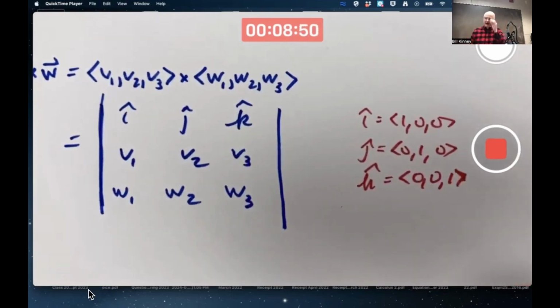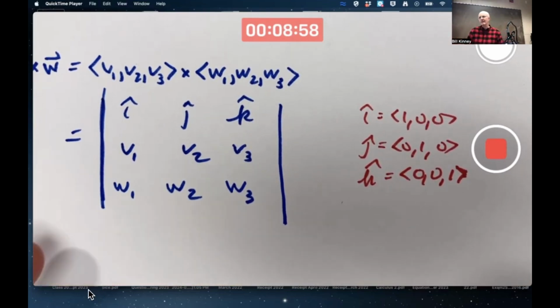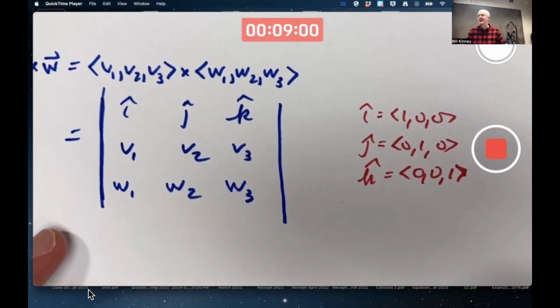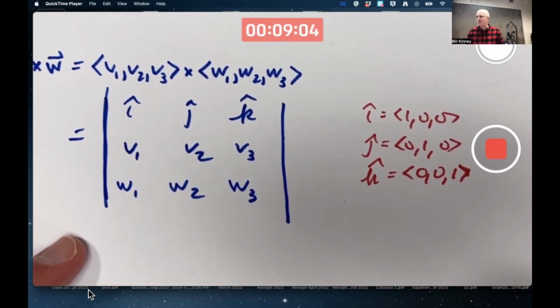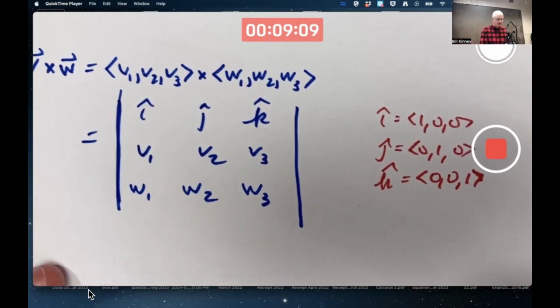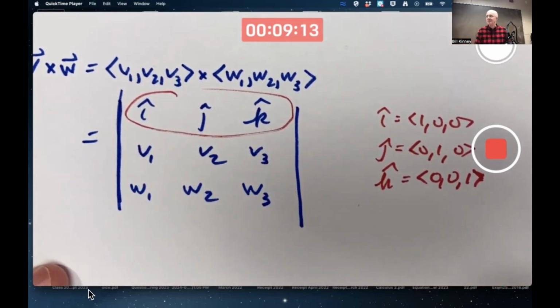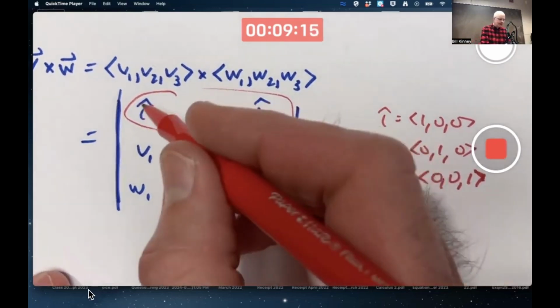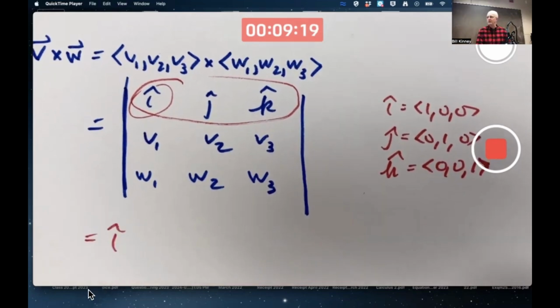But I learned in linear algebra, and if you have not learned this, I'm about to teach you how to take the determinant of such a 3x3 matrix according to what you might call the standard cofactor expansion. Why standard? Because there are non-standard versions too. But this is just the simplest thing to do. You look at the first row, which has i hat, j hat, and k hat. Take the first entry in that first row, i hat, write it down.